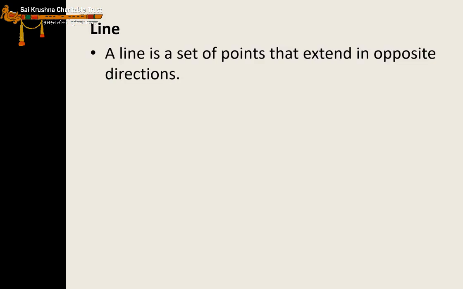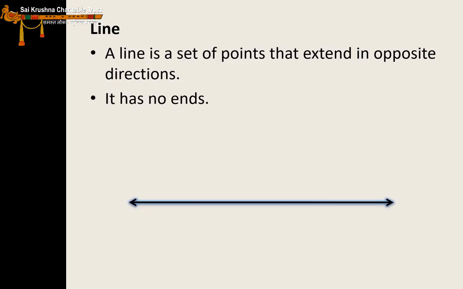A line is a set of points that extend in opposite directions. It has no ends. The image here represents a line. The two arrows on either end show that a line extends infinitely.